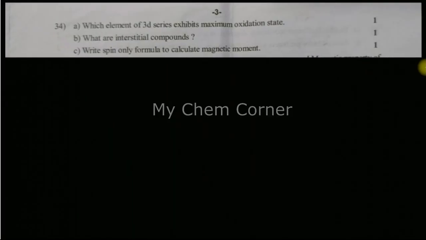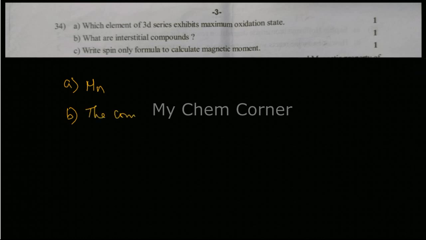Next is question number 34. It is a 3-marker, so each question carries 1 mark. Which element in the 3d series exhibits the maximum number of oxidation states? Your answer is Mn, manganese. What are interstitial compounds? Here you can write the proper definition.